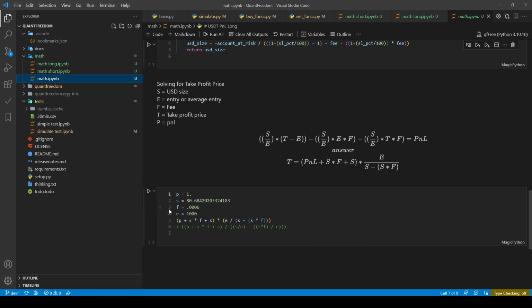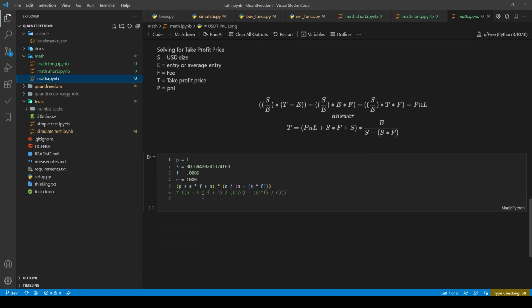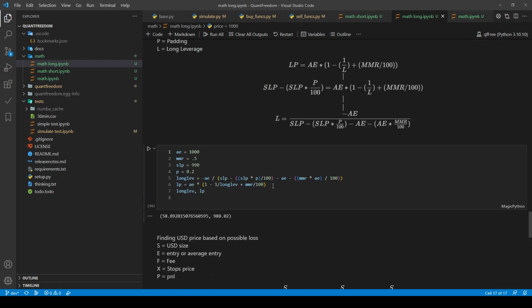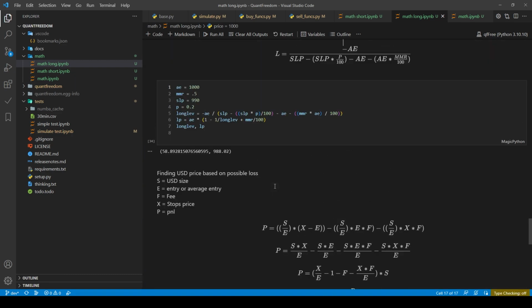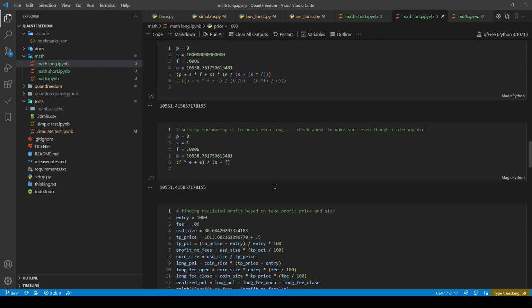Oh, I remember. It's this. Except when you put it to 0, it becomes... It's very easy. Solving for moving stop loss to break even. Okay, yes.